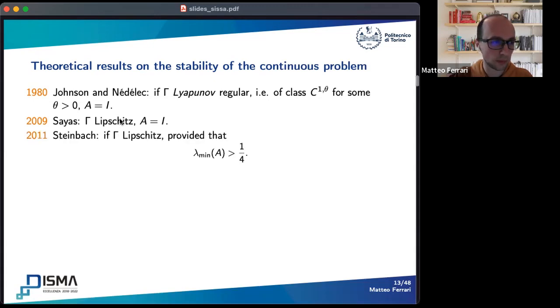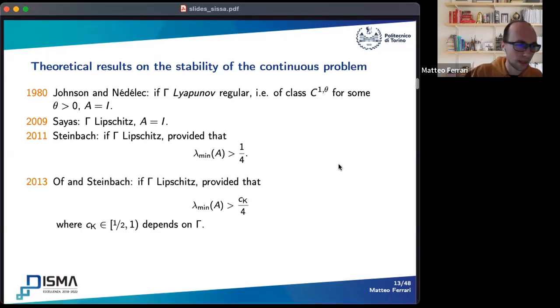Then Steinbach obtained a quantitative version of this result. He proved that it is enough that gamma is Lipschitz, but with a general A, provided that the minimal eigenvalue is bigger than 1/4. But again, this is not the best we expect, because in practice everything always works. It is enough that A is uniformly positive definite. So the minimal requirement we expect is lambda minimum of A bigger than 0.